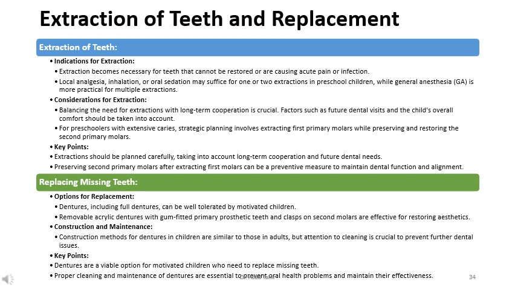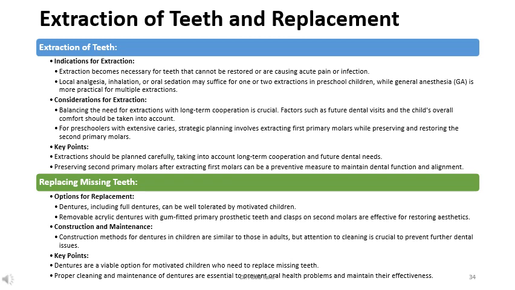Extraction of teeth and replacement. Extraction of teeth. Indications for extraction. Extraction becomes necessary for teeth that cannot be restored or are causing acute pain or infection. Local analgesia, inhalation, or oral sedation may suffice for 1 or 2 extractions in preschool children. General anesthesia, GA, is more practical for multiple extractions.